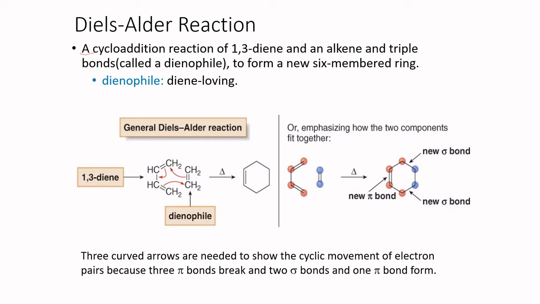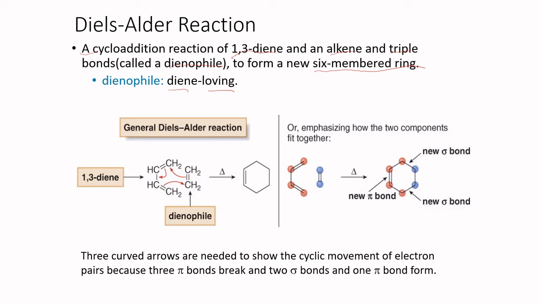In this video, I will explain the rules in the Diels-Alder reaction, which is an important cycloaddition reaction. A cycloaddition reaction of a 1,3-diene and an alkene or triple bond, which is called a dienophile, can form a new 6-membered ring. Dienophile is known as diene-loving, meaning a molecule that loves diene.